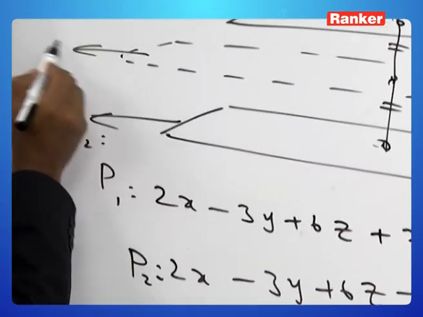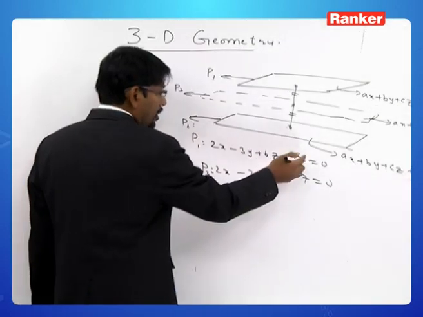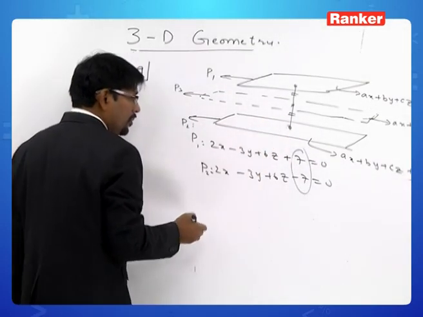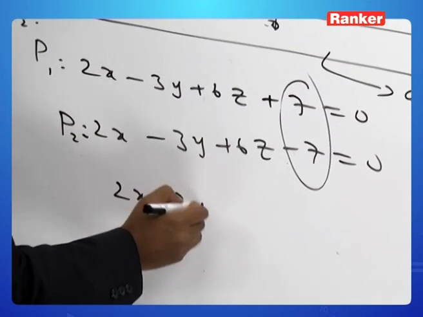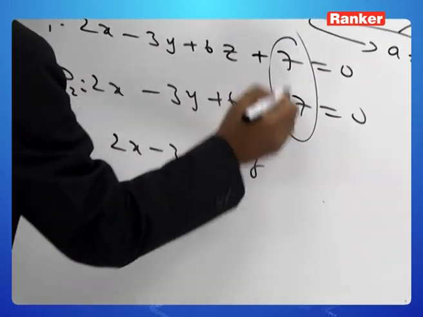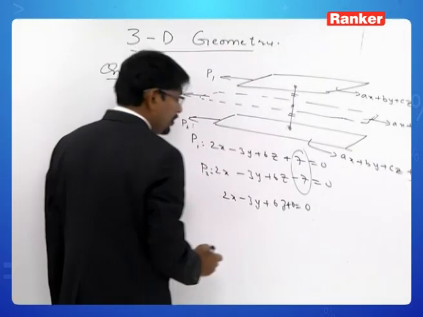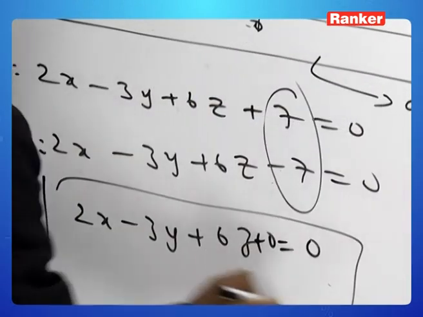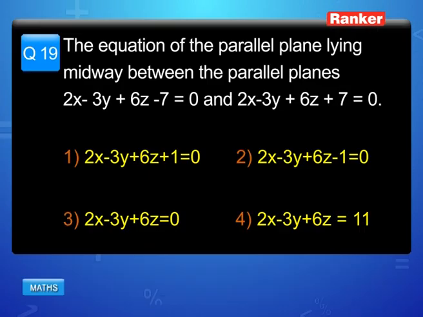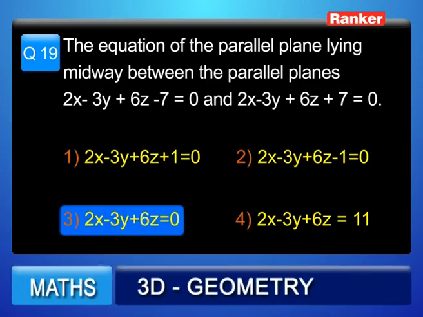Now the plane P3 is given by, we just have to take the average of these two. 2x minus 3y plus 6z, what is the average? Is clearly 0 is equal to 0, plus 0 is equal to 0. So this is the equation of the required plane, and that is clearly seen in option 3. So the answer is the third option.